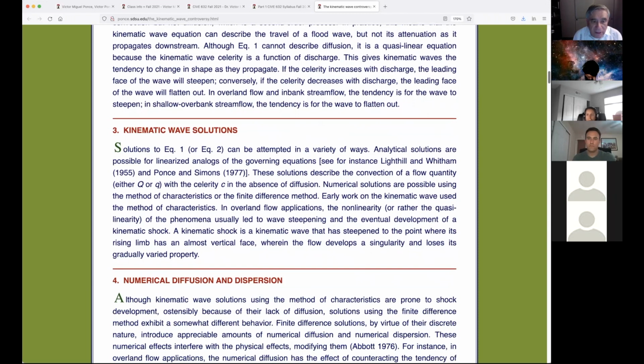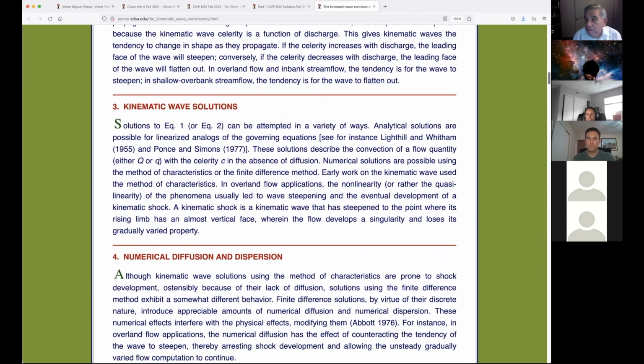So kinematic wave solutions can be attempted in a variety of ways. Analytical solutions are possible. These are the solutions presented by Doug in his work that we have already read. These solutions describe the convection of a flow quantity with the celerity C in the absence of diffusion. Numerical solutions are possible using the method of characteristics or the finite difference methods.